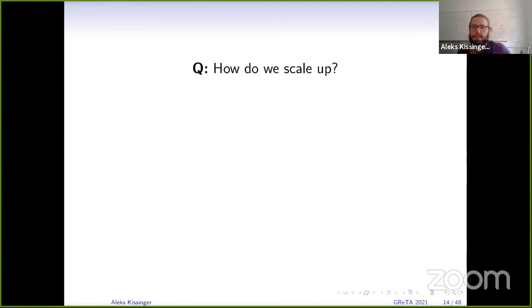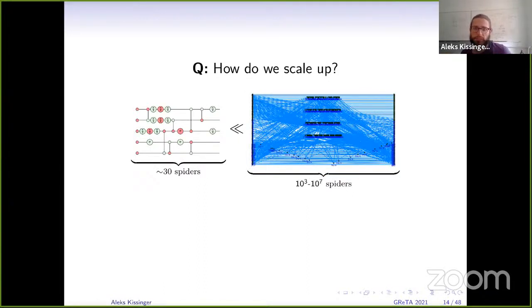Okay, so the question is, how do we scale up from that? So for doing by hand calculations, this is very nice. And we've been doing this for a long time now, probably 15 plus years. But to work with the kinds of circuits, even on these small, limited kinds of quantum computers that people are using today, we're really looking at ZX diagrams, which have something like 1,000 to 1,000,000 spiders in them. Okay, so that's the kind of scales we're looking at for today's computations.